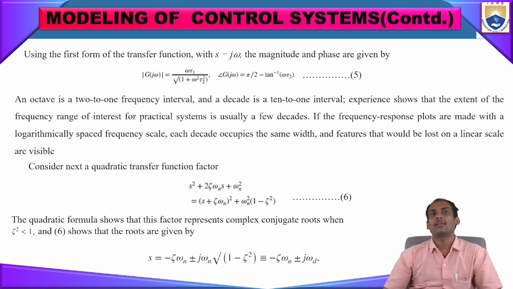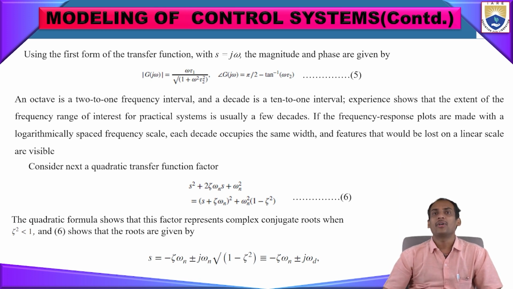An octave is given here as a 2 to 1 frequency interval, and a decade is a 10 to 1 interval. This expression gives you the frequency range of interest for a practical system, which is usually a few decades only. So the frequency response plots are given here.